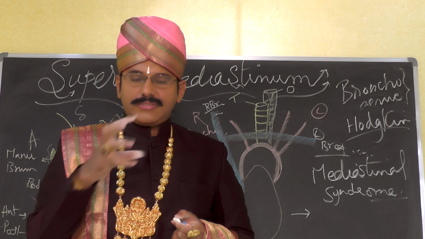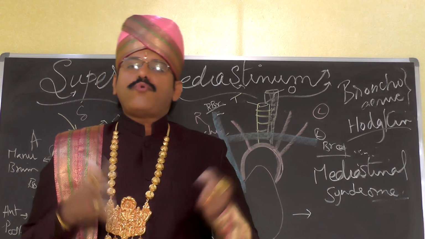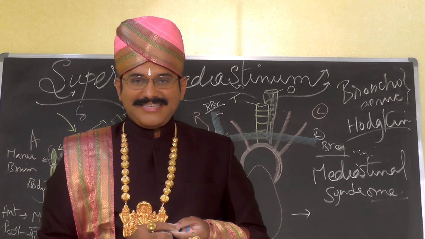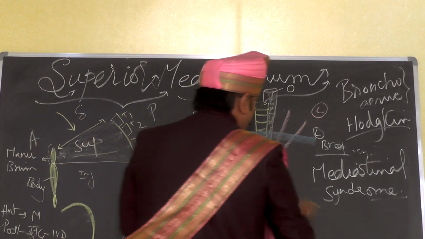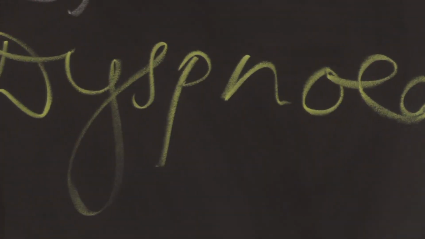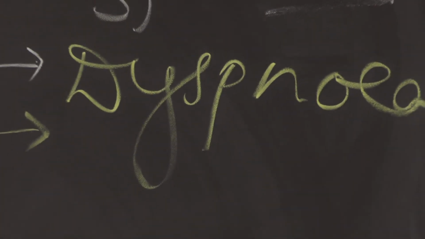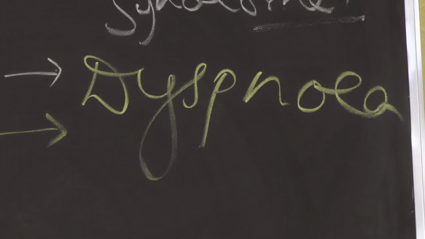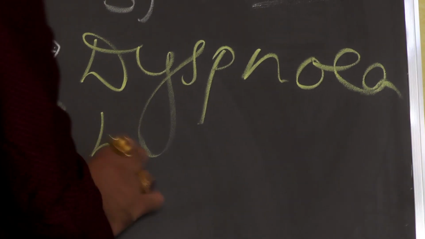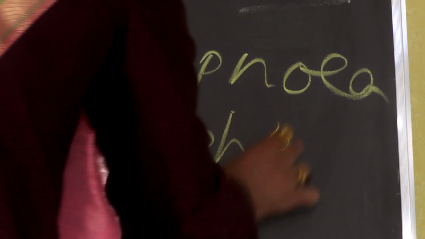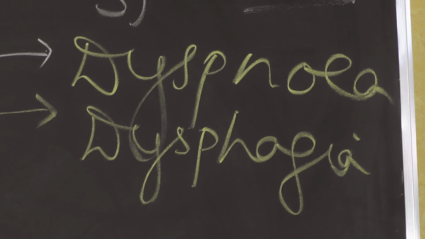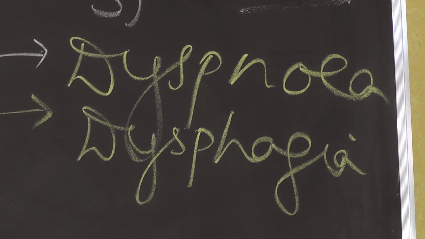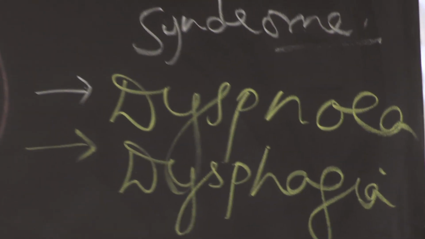When the growth is growing towards the right side, what all can happen? When the trachea is compressed, the patient will have dyspnea. What is dyspnea? Difficulty in breathing. When the esophagus is compressed, the patient will have dysphagia. What is dysphagia? Difficulty in swallowing.